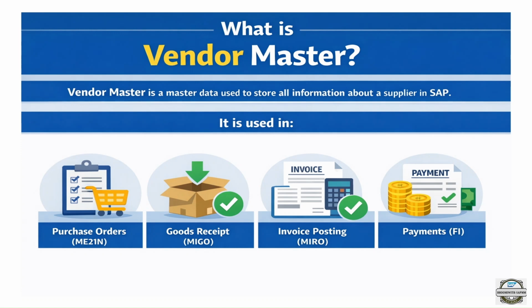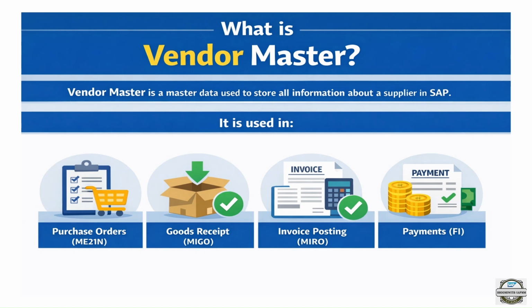So now let's understand what a vendor master is. In SAP S/4HANA, vendor master is master data that stores all important information about a supplier or vendor. This information is created once and then reused across different business processes. So we don't need to enter vendor details again and again.